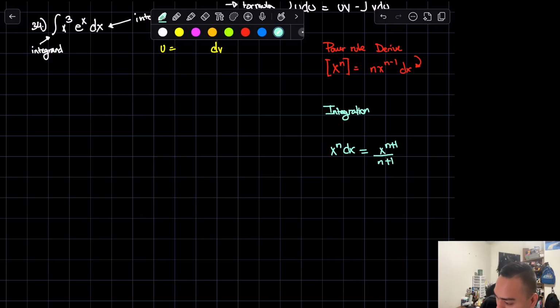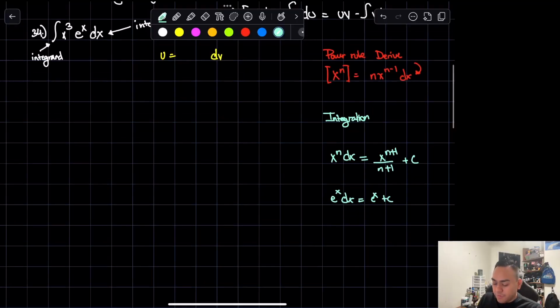Now, there are special cases. If you integrate e to the x dx, it's just going to become e to the x plus c. And that c at the very end is just there because we don't know if it had a constant or if it didn't have a constant.